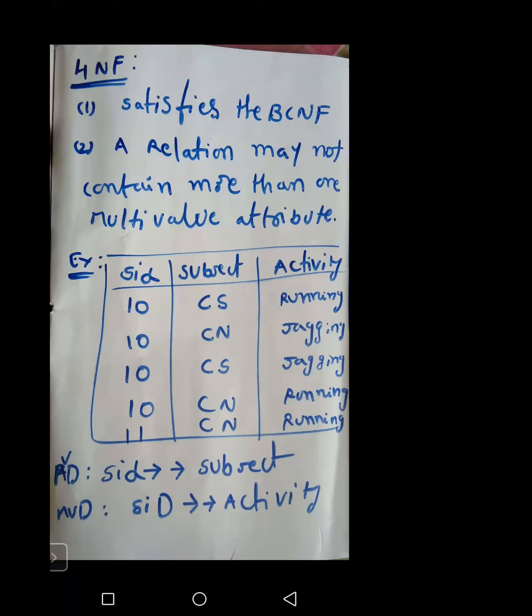Why? Because here the same attribute will be associated with more than one attribute. In the same way, for example, select star from student where subject equal to CS. Then also more than one tuple appears. In the same way, jogging. In the same way, running. In the same way, subject.